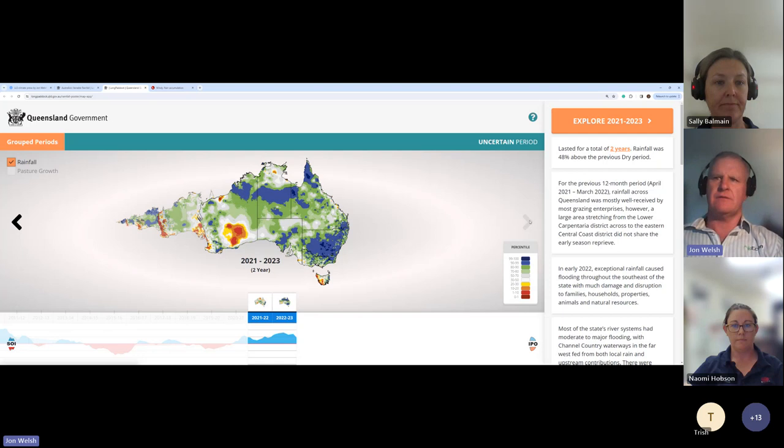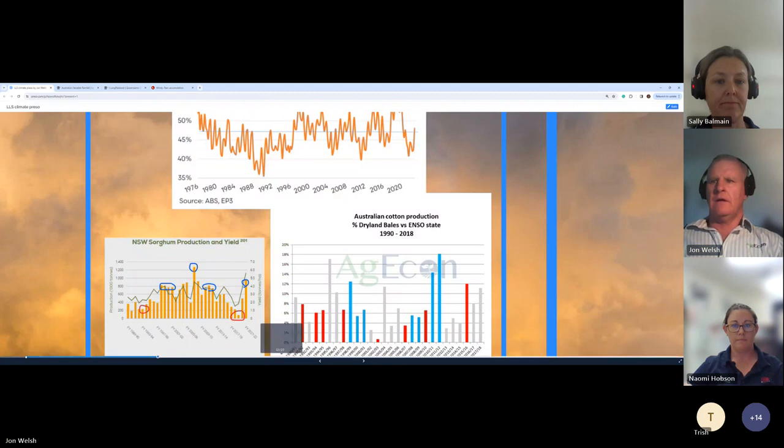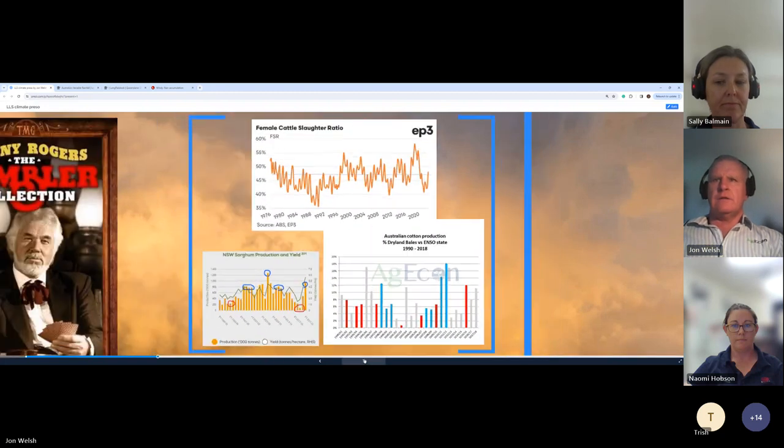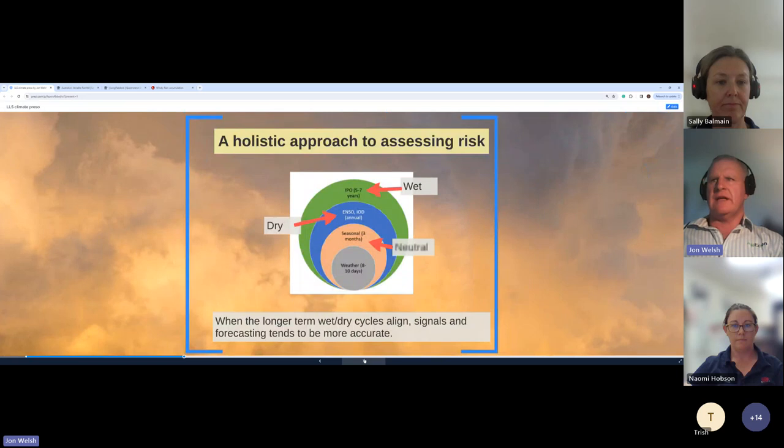But going on the trend analysis of the IPO, of which there is a way to measure it, mind you, there's an index, and that's still very much in wetter phase at the moment. And that's the last 3 years, basically, which is fascinating to know, as a context at the moment. So just moving on to the next slide.